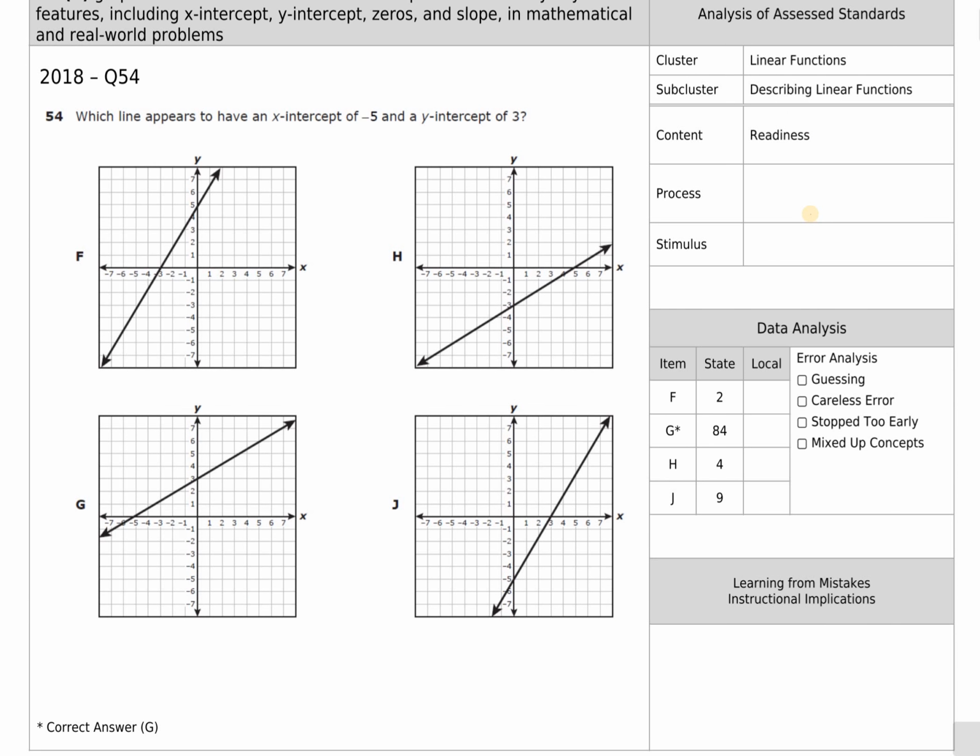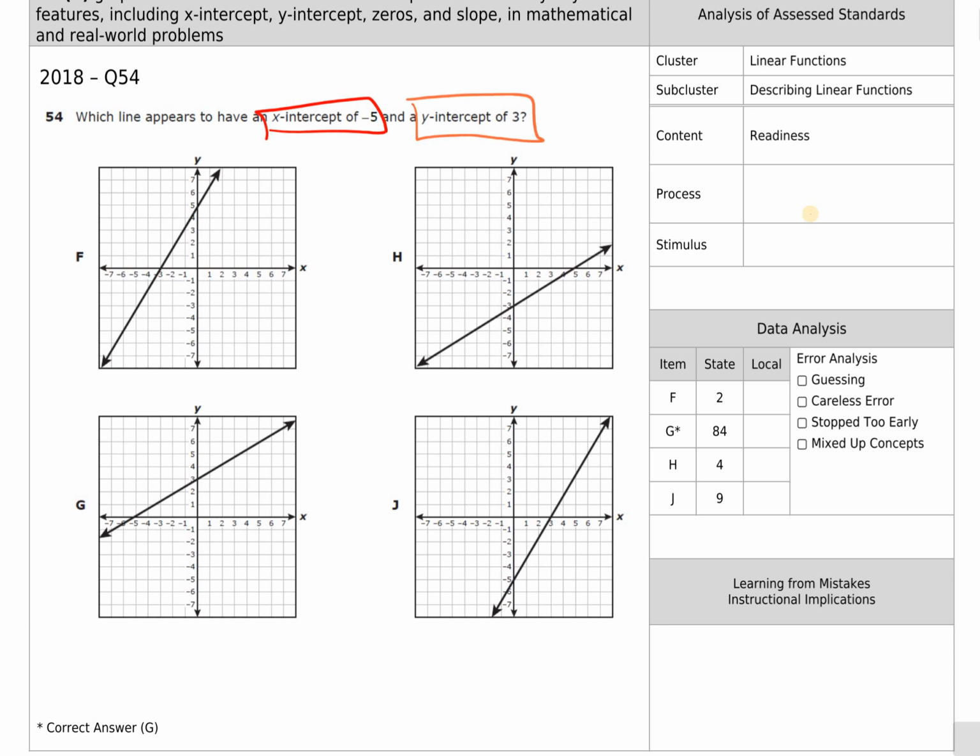All right. This next question asks which line appears to have an x-intercept of negative 5 and a y-intercept of 3. Well, we look and see for F. Does it have an x-intercept of negative 5? No. H, does it have an x-intercept of negative 5? No. G, does it have an x-intercept of negative 5? Yes. J, does it have an x-intercept of negative 5? No. We know the answer is already G, but for good measure, let's check the y-intercepts just for practice.